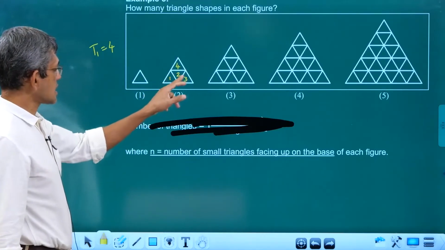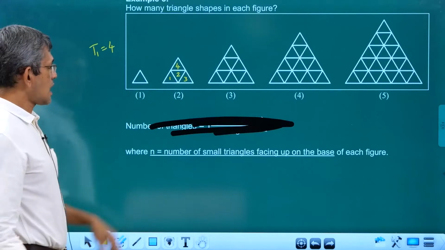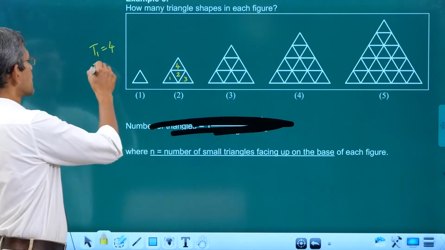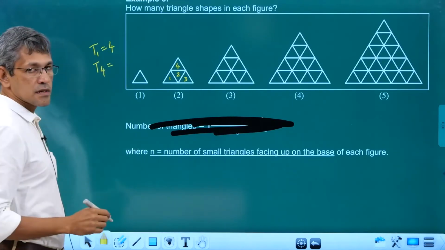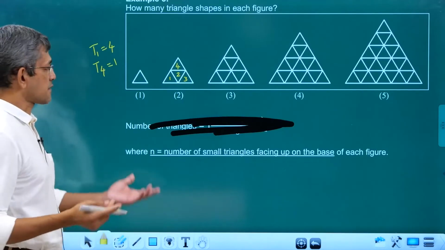3 pieces together, any 3 pieces together, does it give you a triangle? Not really. And how about 4 pieces together? Oh, 4 pieces together, we have 1 triangle. So 4 plus 1, 5.